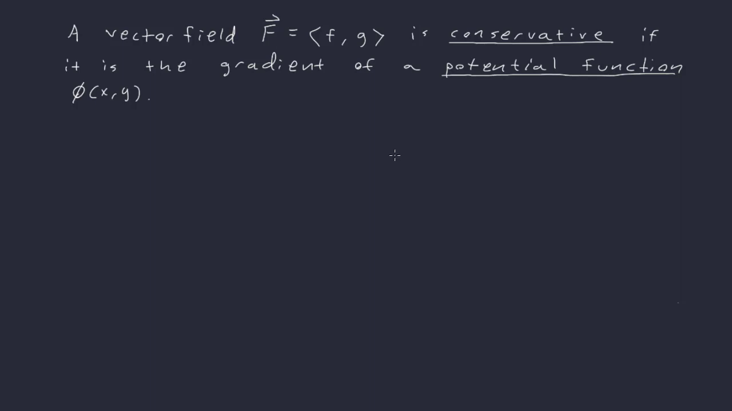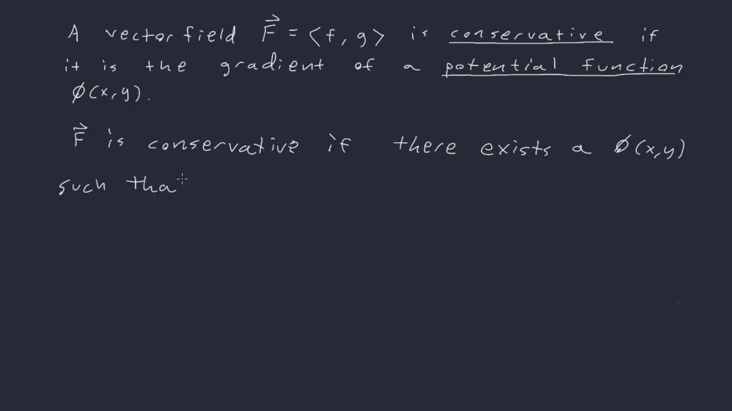It's a gradient field. As for the official definition, a vector field capital F, which we'll say is little f comma little g, is conservative if, and it's really an if and only if, it is the gradient of a potential function, which we use phi of xy. What does that mean? Well, that means capital F is conservative if there exists a phi of xy such that the gradient of phi is equal to capital F.